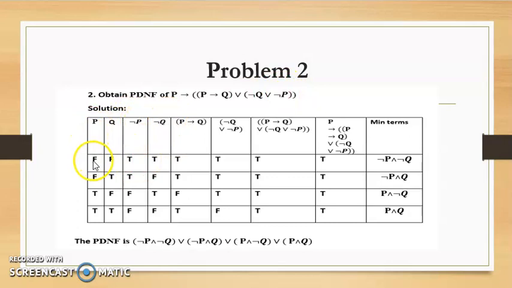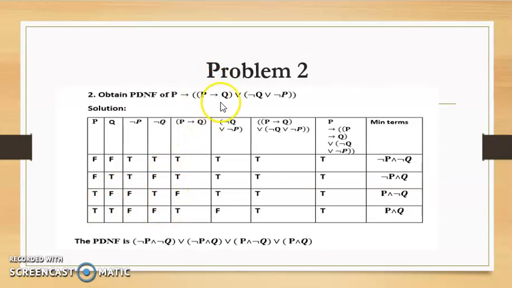There is a negation of P. False means true, false means true, true means false, true, false, true, false. Next we will write the negation of Q, not Q. That is false means true, true means false, false, true, true, false.